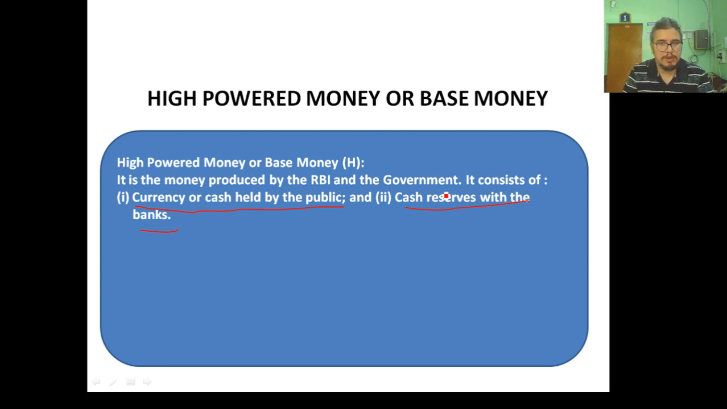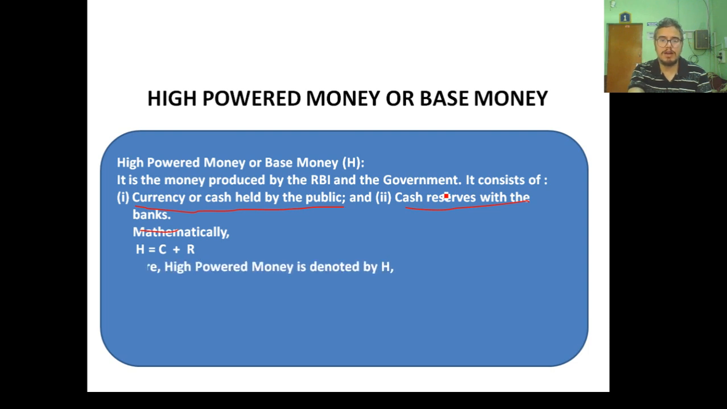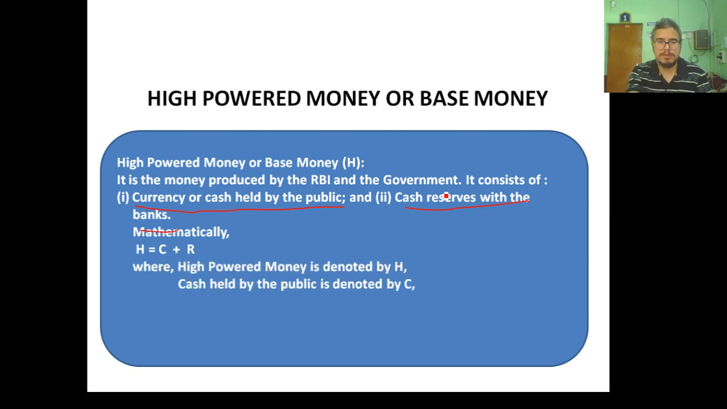So when we add these two, that is currency held by the public and cash reserves with the bank, then it is known as high powered money. Mathematically we can write high powered money as H equals C plus R, where H denotes high powered money, C denotes cash held by the public, and R represents cash reserves with the banks. So H equals C plus R.